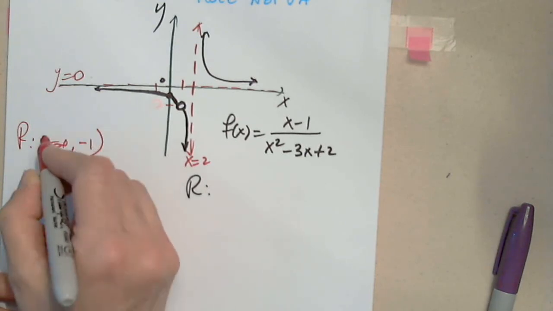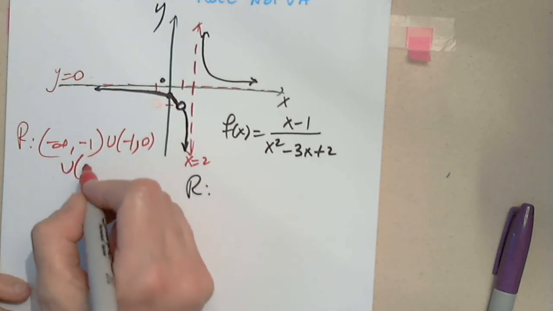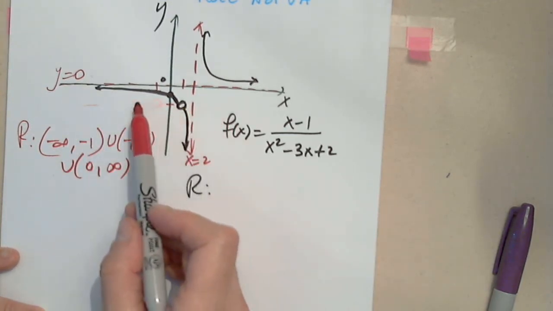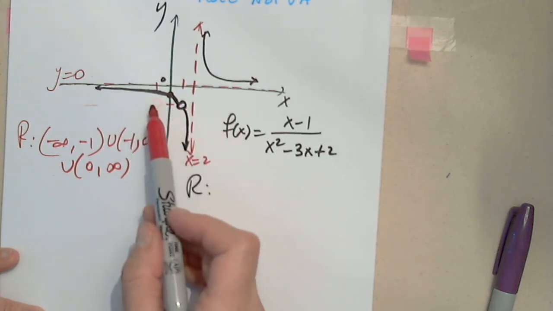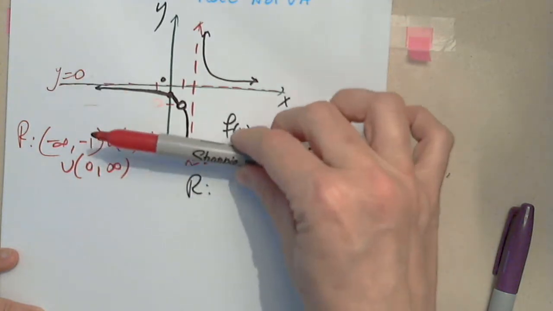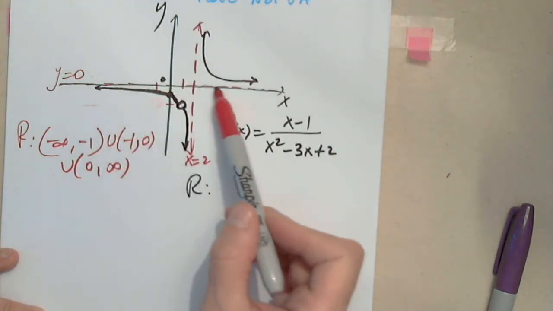Negative infinity to negative 1, union negative 1 to 0, union 0 to infinity. These are the only two gaps in the y values. This gap and this gap. The function exists everywhere else except at this gap and this gap.